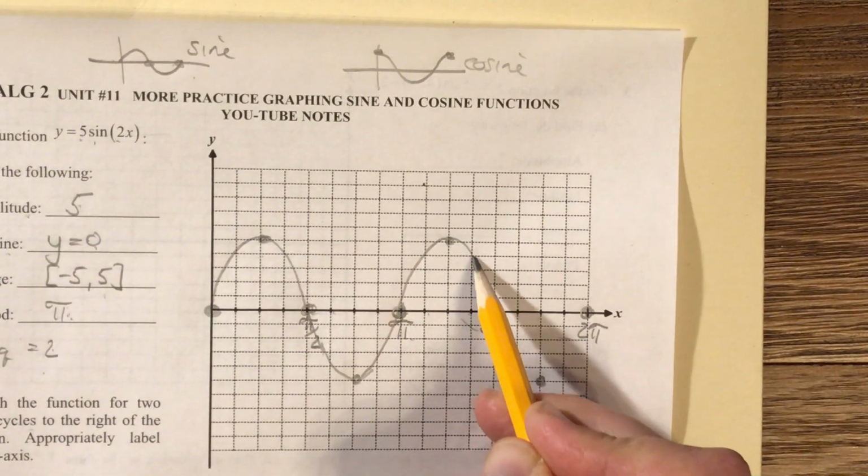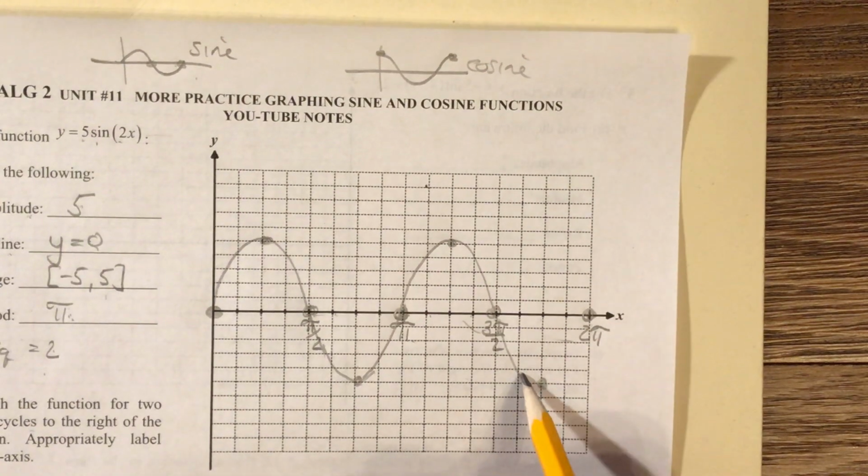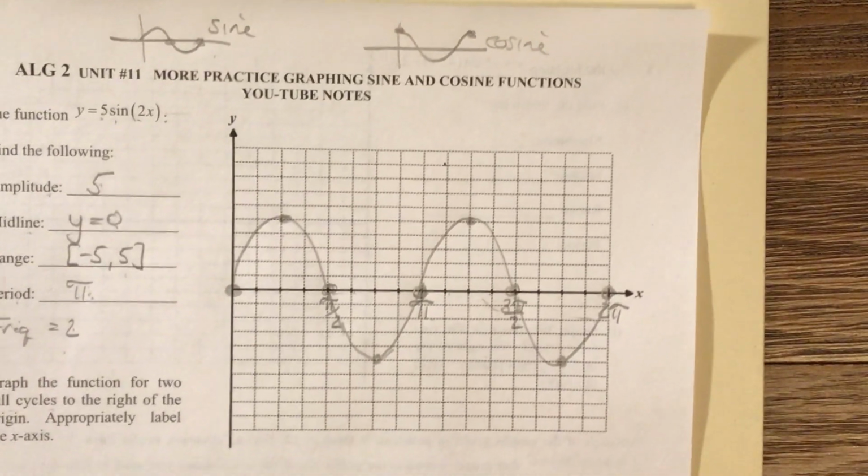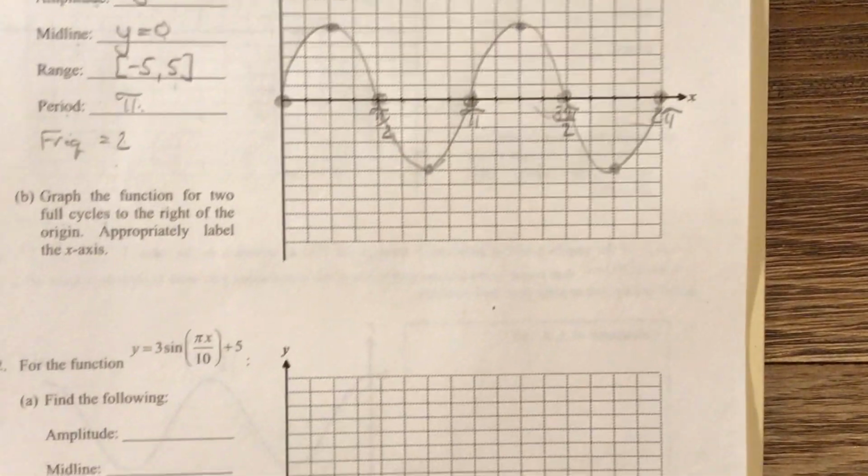Here's the second cycle. There's more than 2. There's an infinite number. Then there's another one. Then there's another one. It keeps going forever and ever. All right, so that's done. Let's go to number 2.